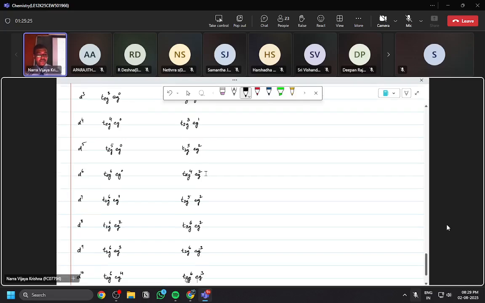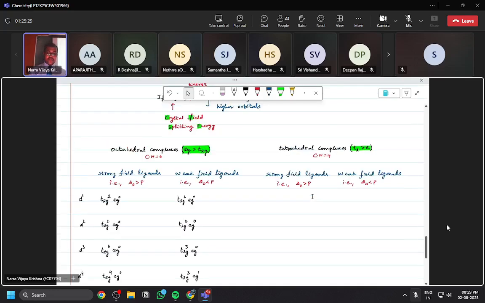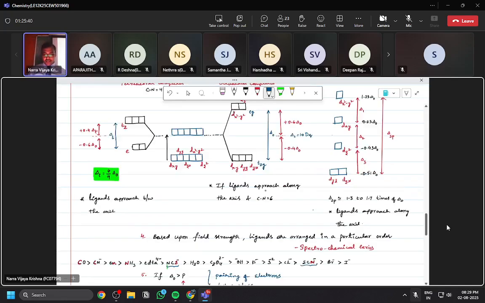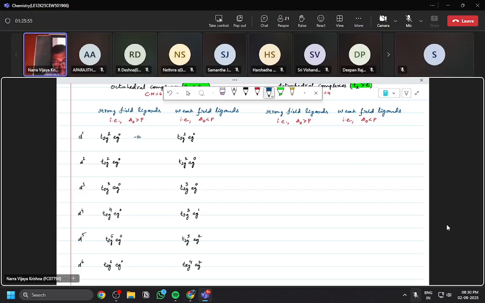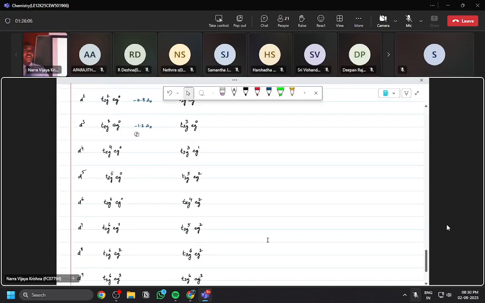Now what about CFSE value? Up to here it is okay. What is the CFSE value? When an electron occupies the first T2G orbital, what is that energy? Minus 0.4 delta naught. In octahedral complexes, if I start filling electrons here, each electron's energy is minus 0.4 delta naught. Correct or not? So the CFSE values are minus 0.4 delta naught, minus 0.8 delta naught, minus 1.2 delta naught. Now minus 1.6 delta naught plus P. Why, sir? The electron got paired. Correct? Plus pairing energy.